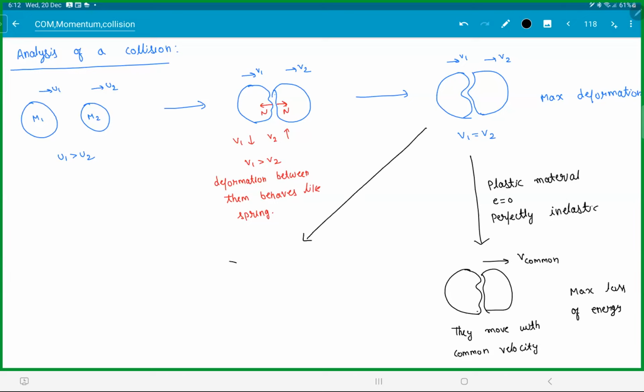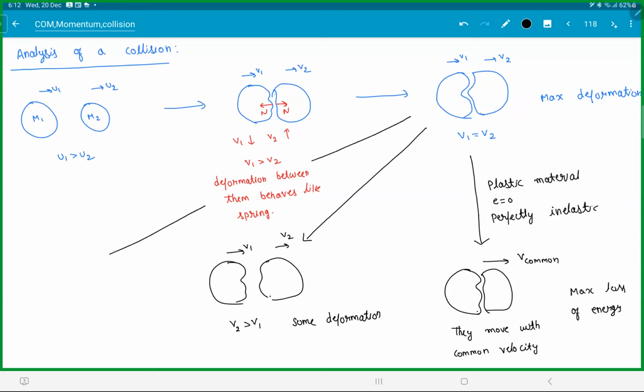The second option, the bodies will deform, but some deformation is left. Like a car goes and hits a pole, there's a dent. So V2 becomes greater than V1. They separate, but there is some deformation. There is some loss of energy. There's a third option. They completely recover. V2 is greater than V1 and there is no loss of energy. So basically this is E is equal to 1 and this is perfectly elastic.